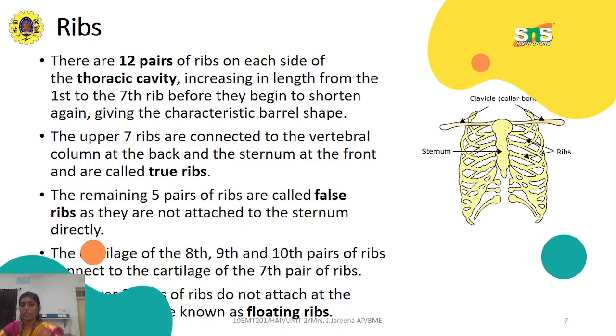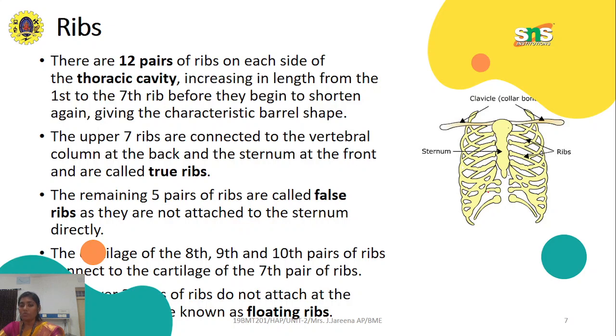sternum. Actually, there are 12 pairs of ribs. Out of 12, the 7 pairs are directly attached to the sternum, and the remaining 5 pairs are called false ribs. The 7 pairs of ribs attached to the sternum are called true ribs, and the remaining 5 pairs are called false ribs because they are not attached to the sternum.